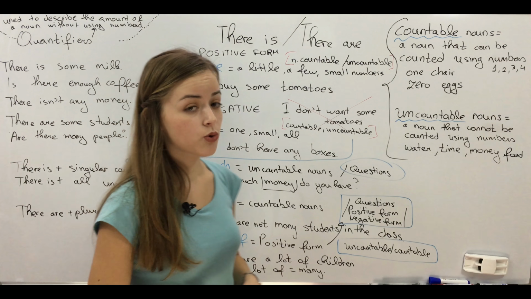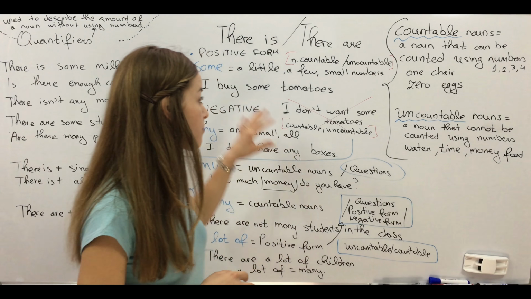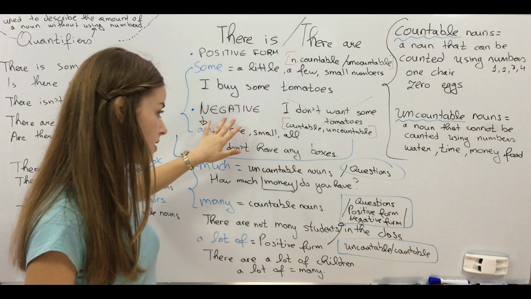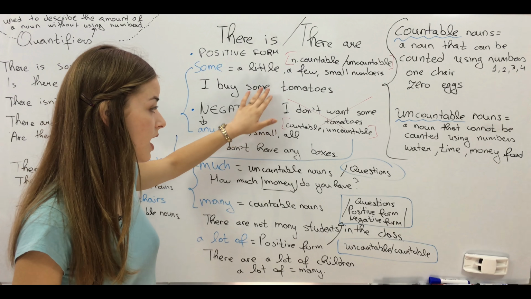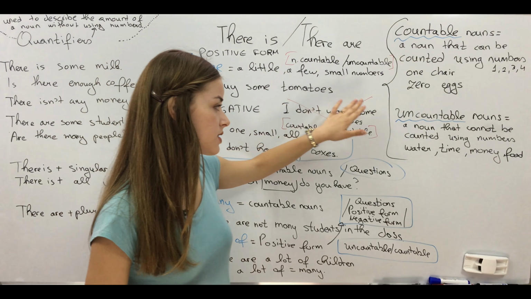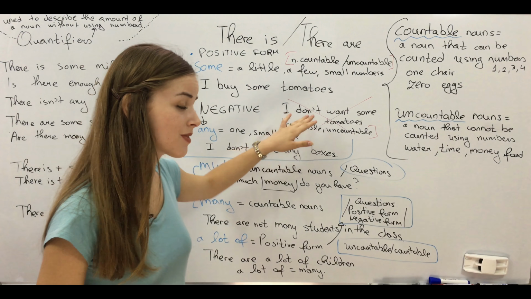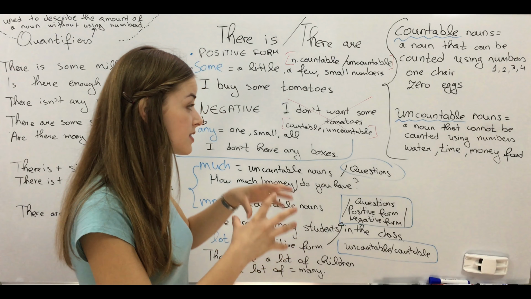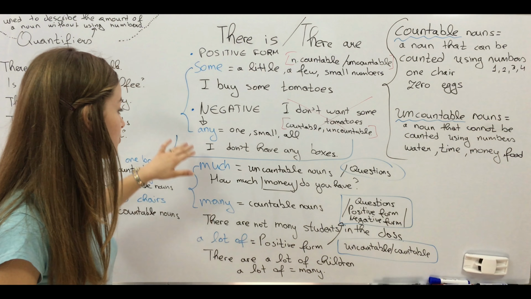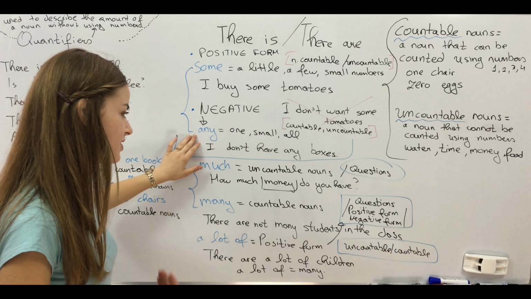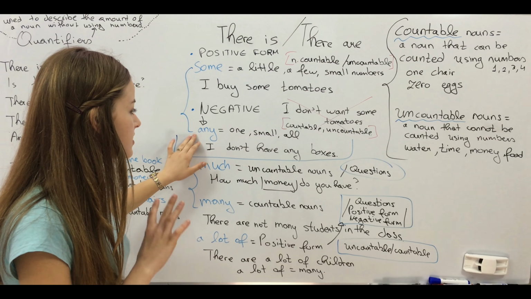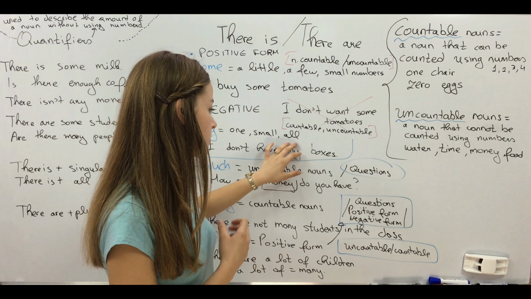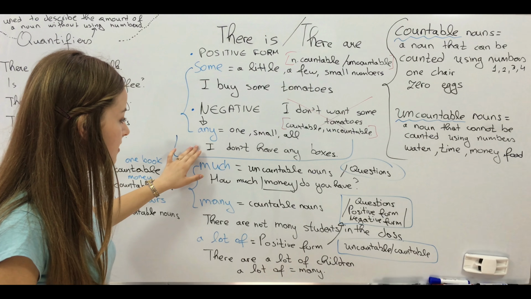The point is that you always use it with the positive form. You can't use it to make the negative form. For example, you can't say, I don't want some tomatoes, because some can't be used with a negative form. Instead of some, you can use any, the opposite of some. So any has the meaning of 1, a small quantity, or all.